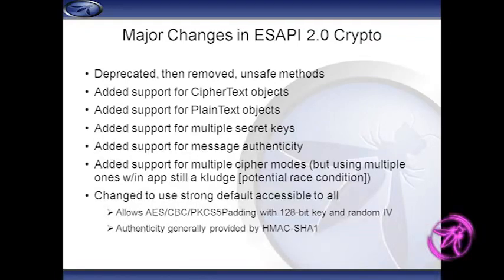And then we also changed to use a strong default. The default was picked, first of all, with the intent that we could use it out of the box and it would still be strong. That meant you didn't have to download the unlimited strength jurisdiction policy. So we use AES, CBC, PKCS5 padding, a 128-bit key instead of a 256-bit key, and a random initialization vector. And it turns out that there are some related key attacks that in some ways make 256-bit keys a little bit more insecure in certain circumstances.